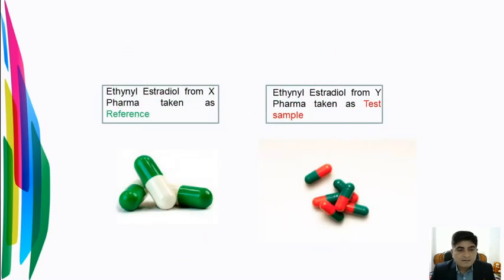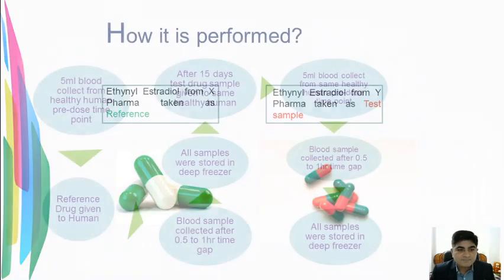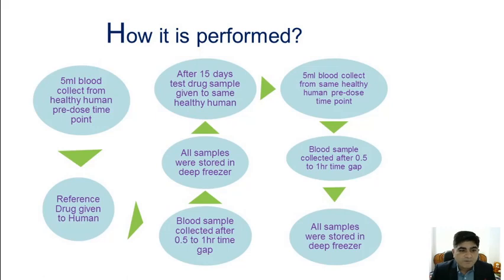You can see here how Y company proves that X company's ethinyl estradiol and their ethinyl estradiol are the same. First, X company's ethinyl estradiol is taken as the reference, and the second one, Y company's sample, is taken as the test sample. How is it performed? How can we say that the BA/BE parameters are the same for the reference and test sample?